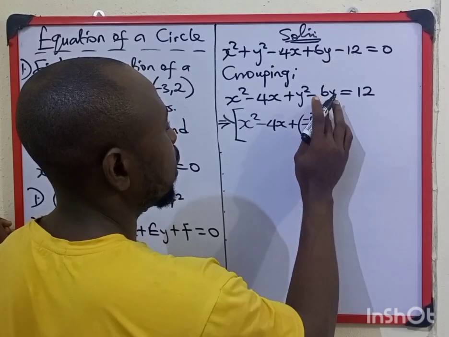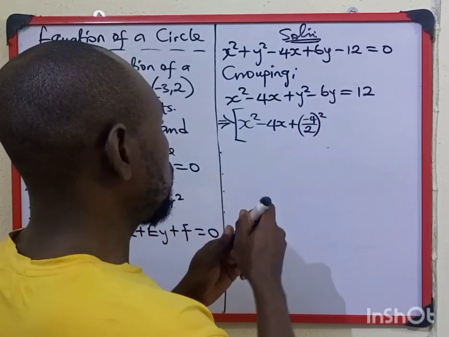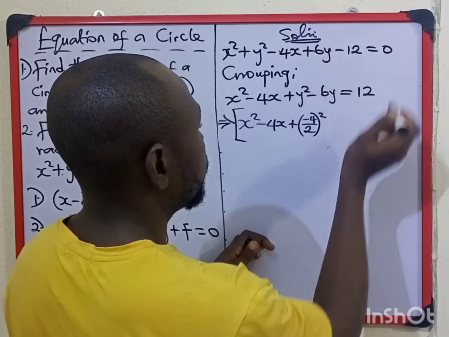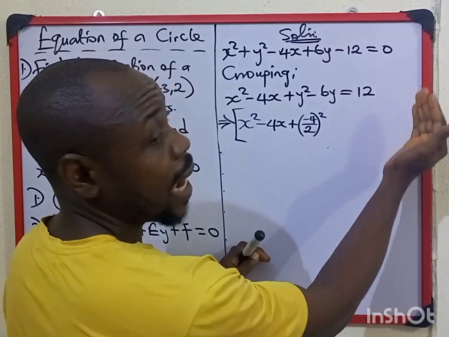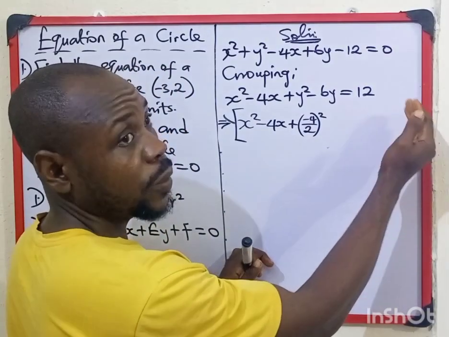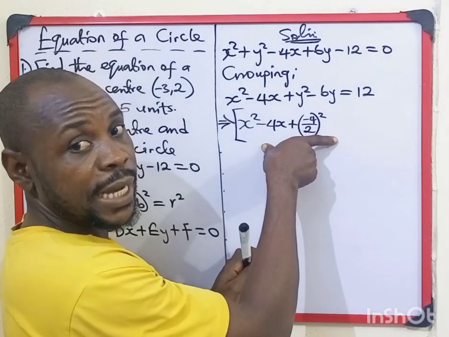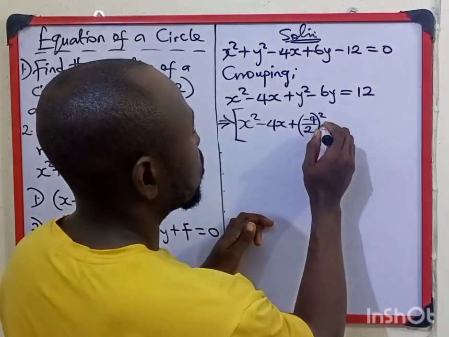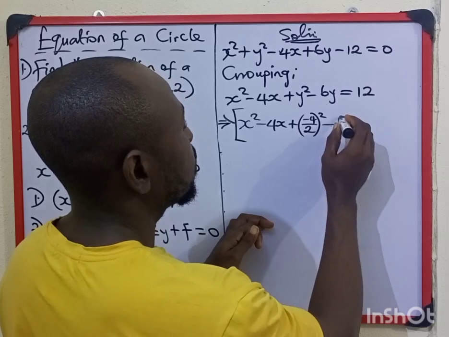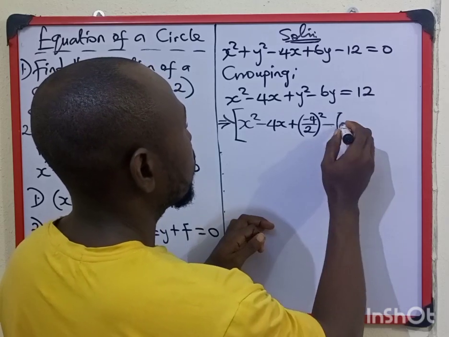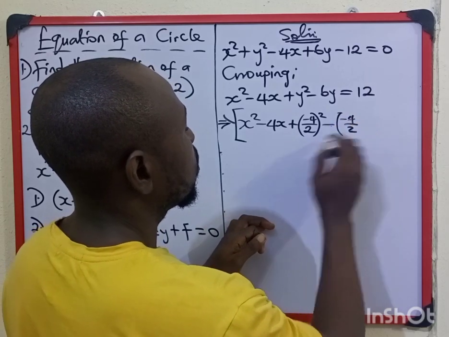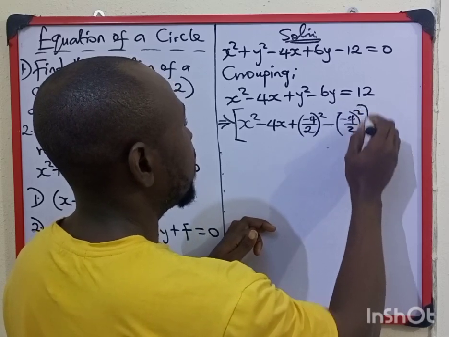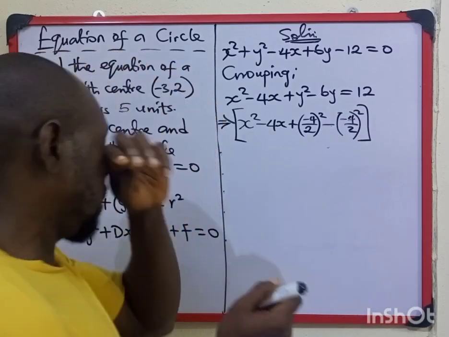Because we're supposed to do the same thing to the other side. If we add on this side, we add on the right hand side too. But I want it to be on the same side here, so I'm going to subtract the same thing. This board is so small that it will not contain what I want to write, so I have to take it one after the other.